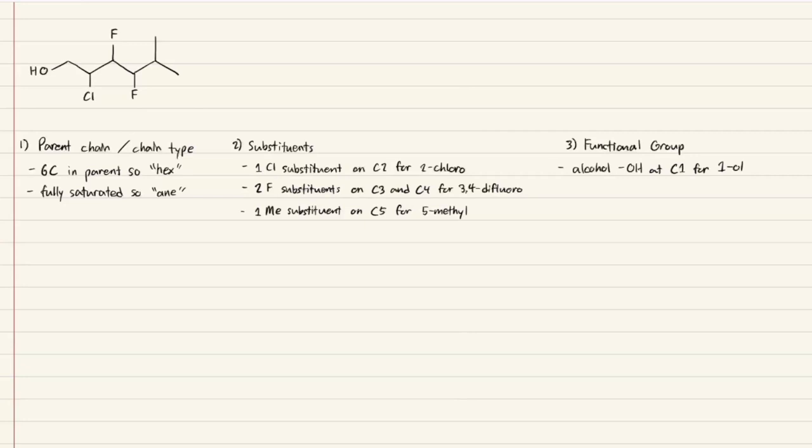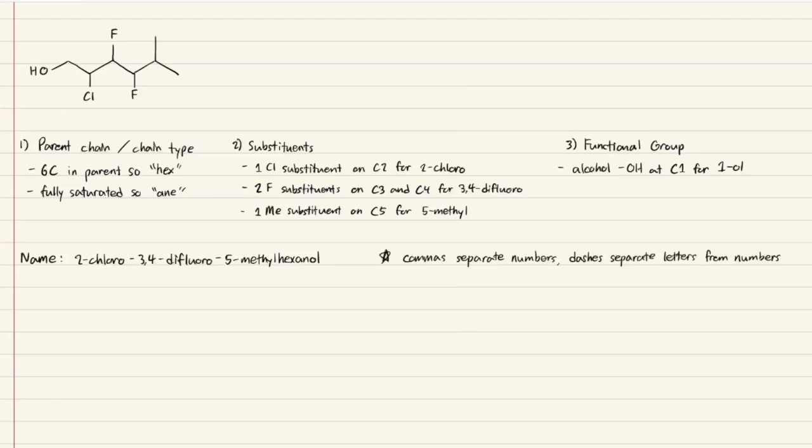We can put the substituents in alphabetical order to give us 2-chloro-3,4-difluoro-5-methylhexanol. It's important to note that we use commas to separate numbers and dashes to separate numbers from letters. There are no spaces in a molecule's IUPAC name.